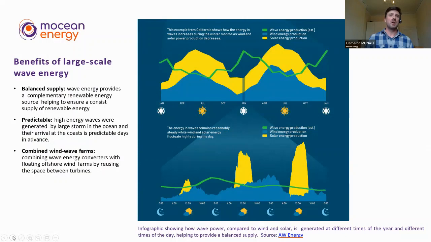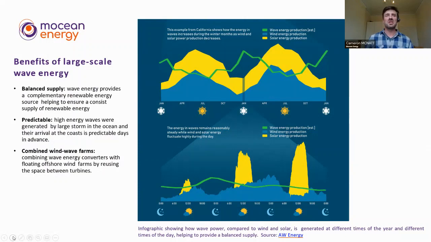And in the top plot, you can see that the yellow and blue are solar and wind power production, and the green line is wave energy production, over the course of a year. And you can see that these things are really out of phase. So the benefit here is that we're providing a more balanced supply to the grid.